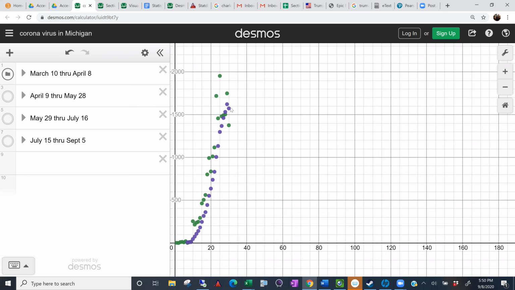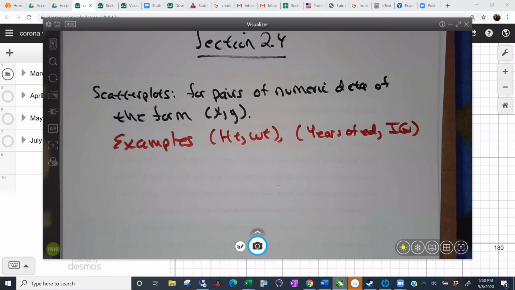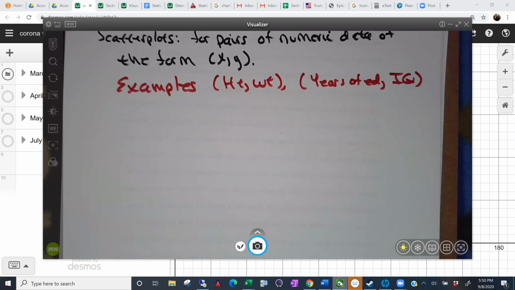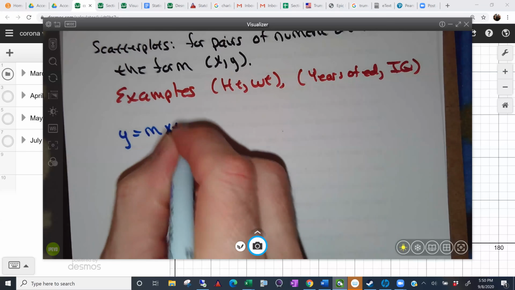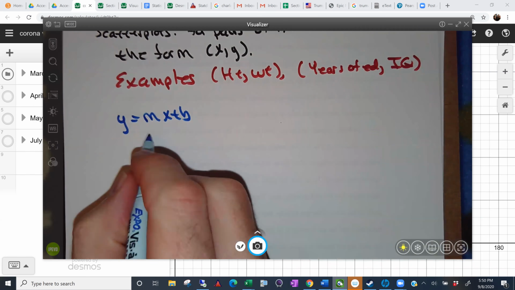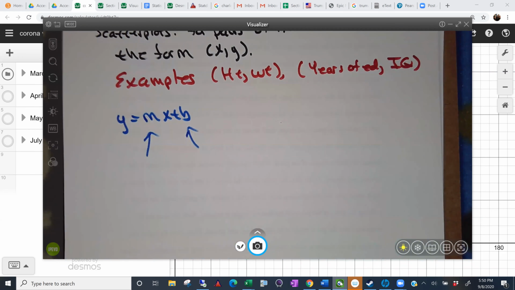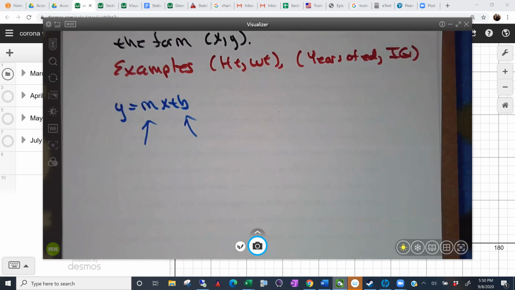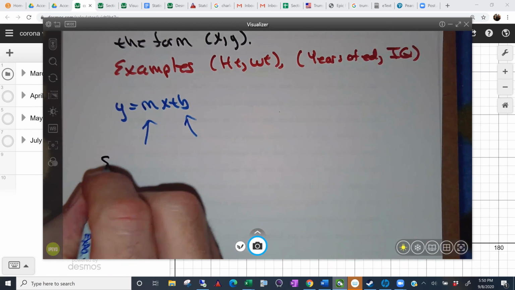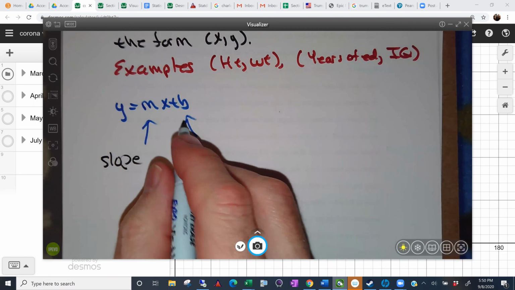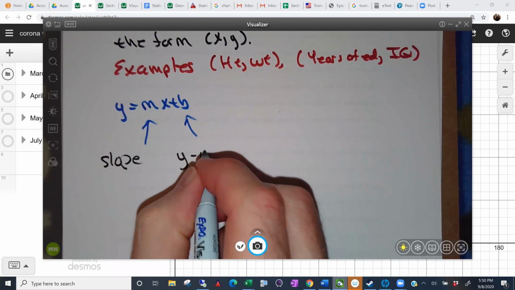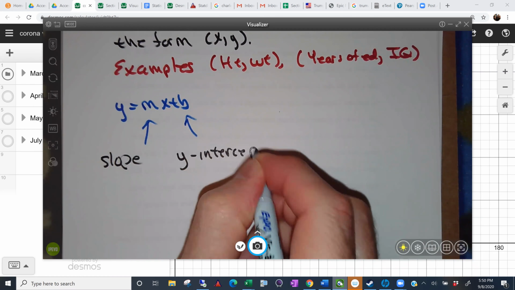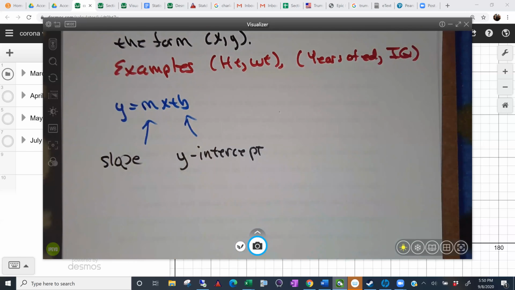And in that same kind of spirit, let me remind you of a few things about the equations of lines. First of all, the equation of a line is going to look like this: y equals mx plus b. And let's remind ourselves of a few things here. What's the m represent? Slope. Yeah, m represents slope. And b represents what? Y-intercept. That is where the graph crosses the y-axis.